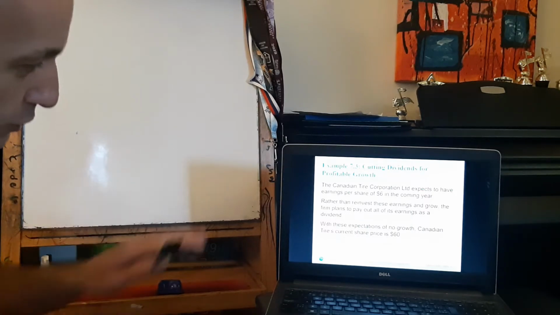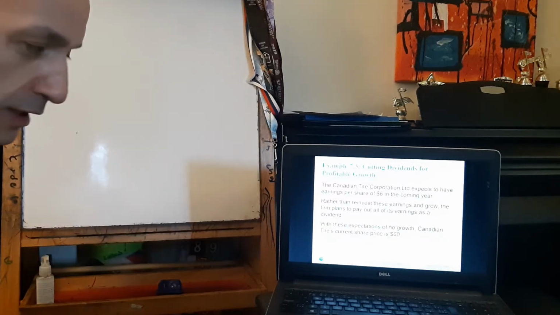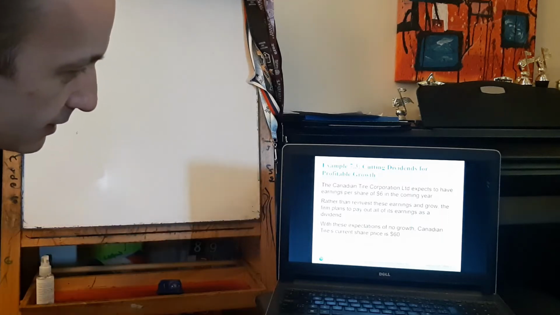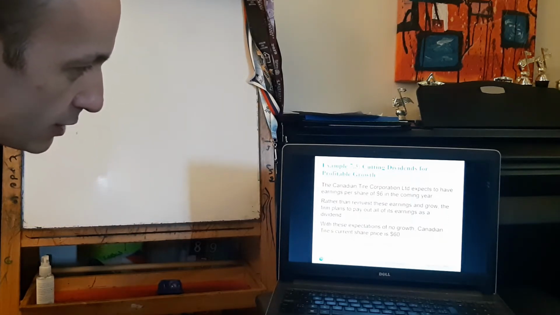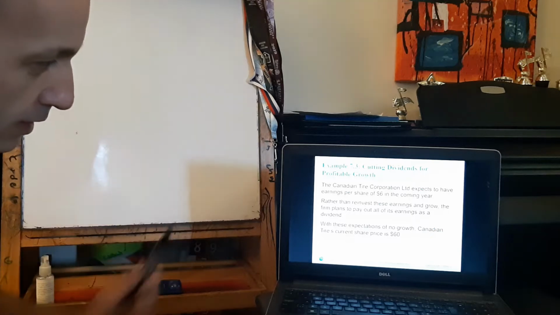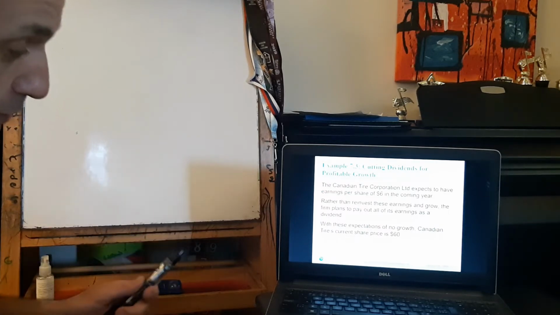And later on, we're going to use what we get in this one for something later on in lecture 18. So in this case, it says that Canadian Tire Corporation expects earnings per share of $6 per share in the coming year. Now, we also assume that they're not going to reinvest any of their earnings. They're going to give it all to shareholders. Now, these earnings per share, what is that?